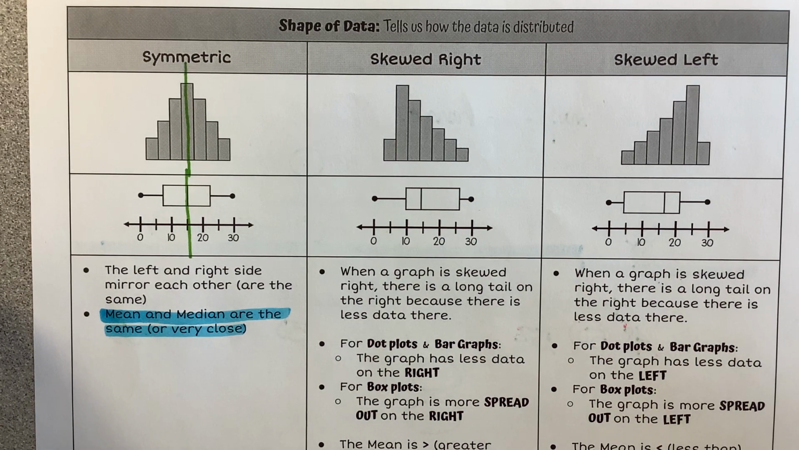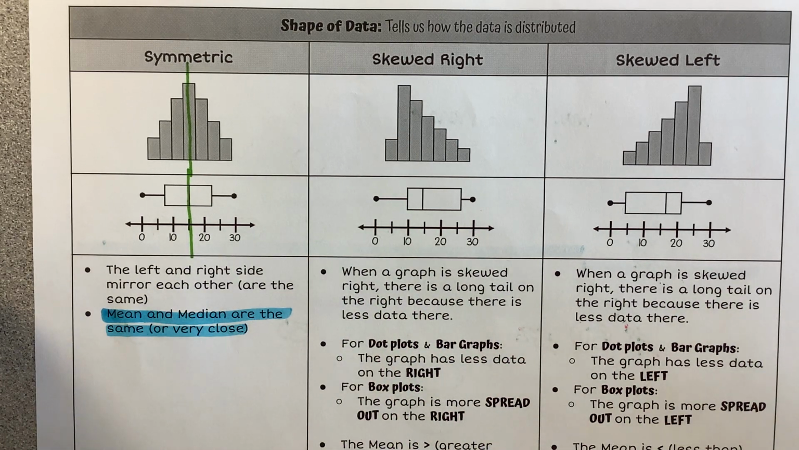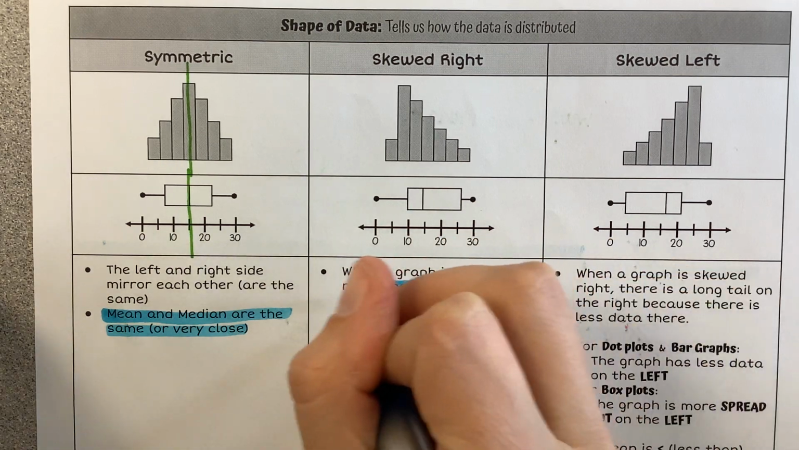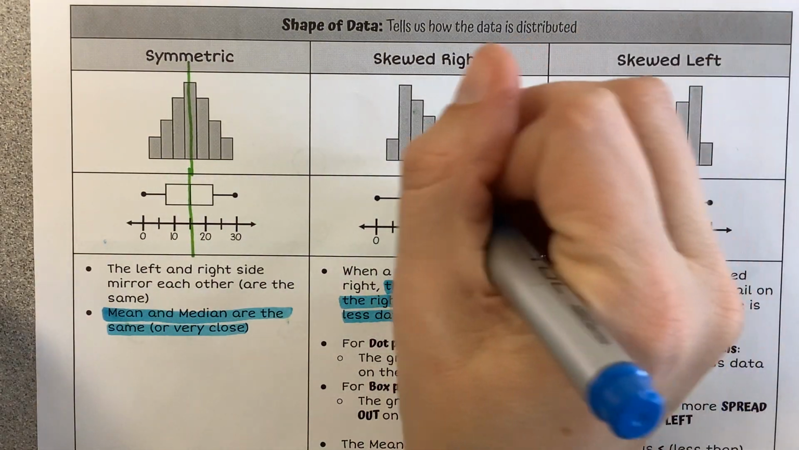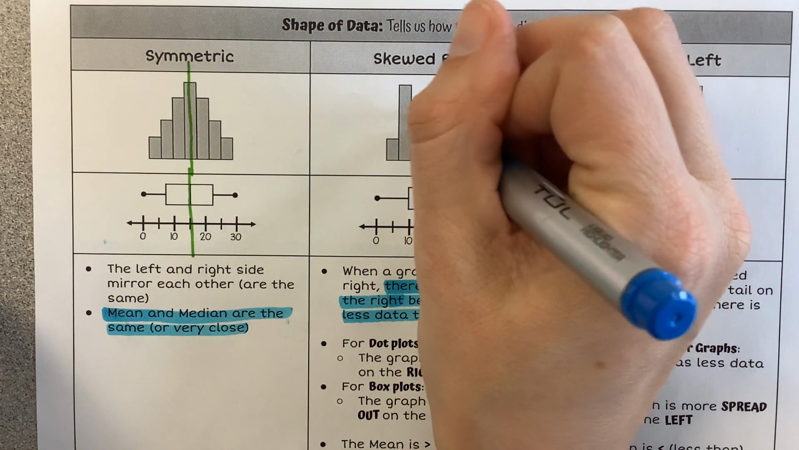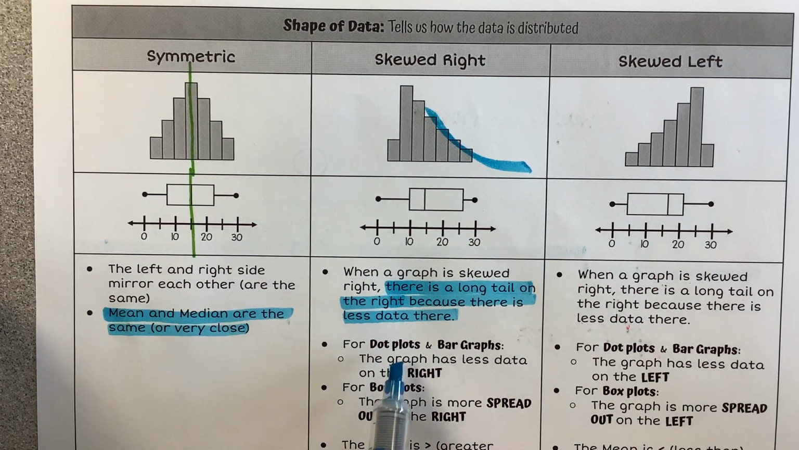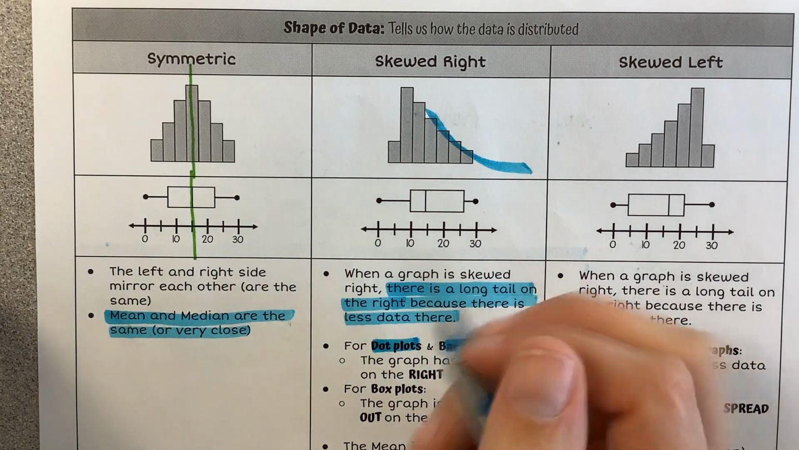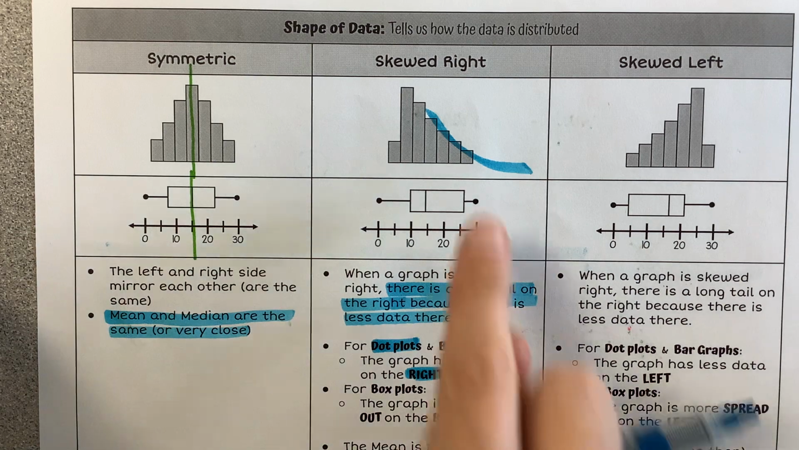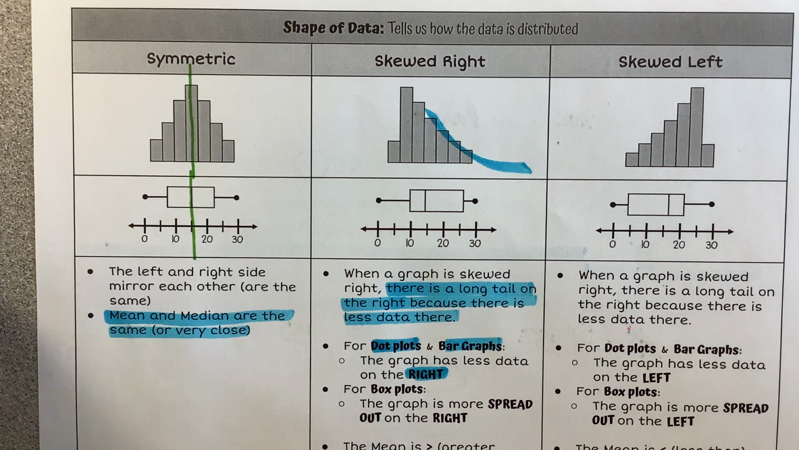When a graph is skewed right, there is a long tail on the right because there is less data there. So we see this little tail. If we think about this as an animal, it's got a little tail going to the right. For dot plots and bar graphs, because those look pretty similar, they're going to look like this. It has less data on the right. So we don't have as much data right here. It's skewed to the right.